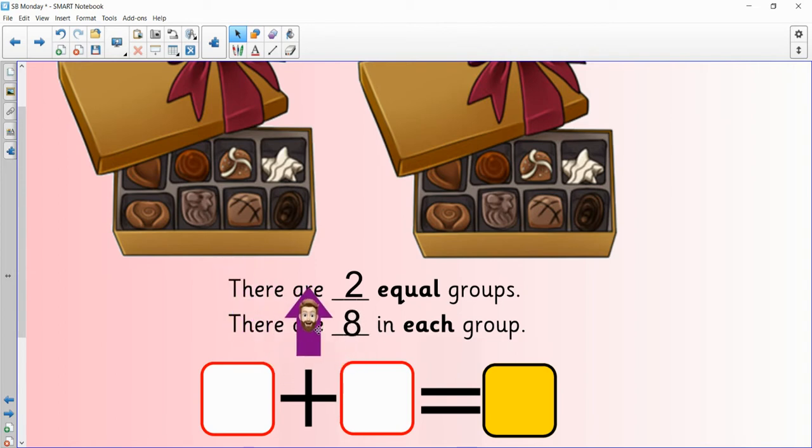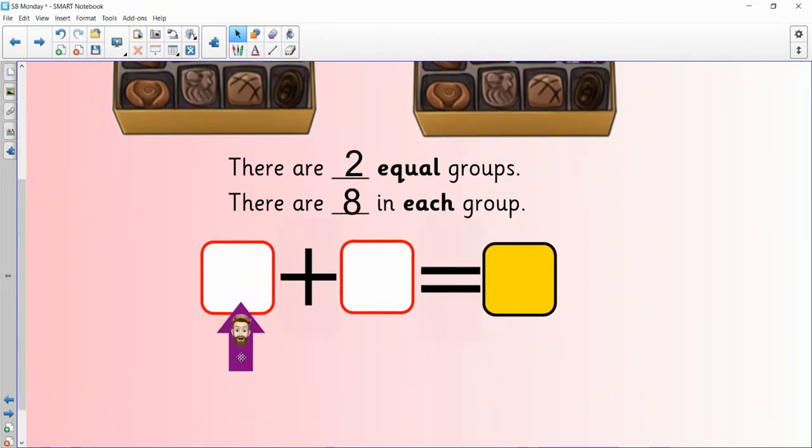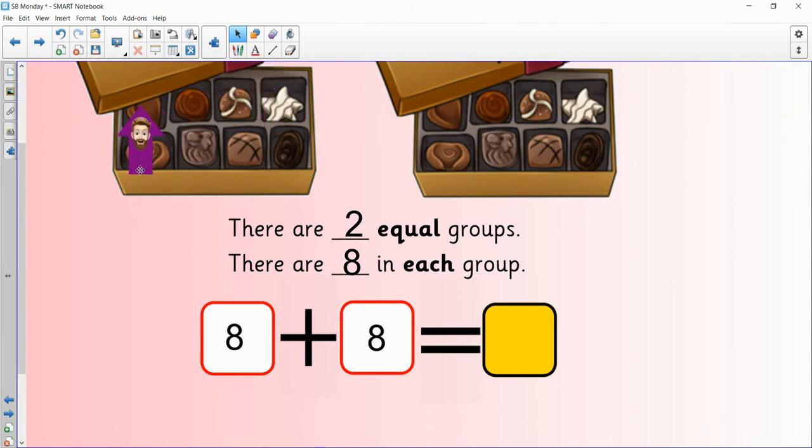So, what's my addition number sentence now? How many have I got here? And how many have I got here? What number am I going to write in this box? That's right, 8, well done. What number am I going to write in this box? That's it, 8, because it's a repeated addition, the same number. And how many altogether? Work it out for me. How many altogether? Did you get 16? I got 16. So I put 8 in my head and I counted on in twos. 8, 10, 12, 14, 16. Did you count that way or did you count them all in ones?